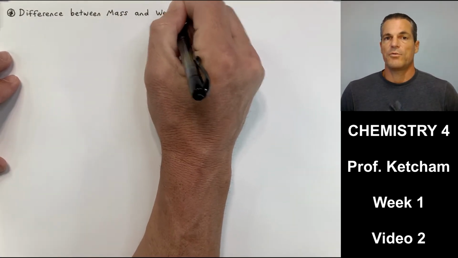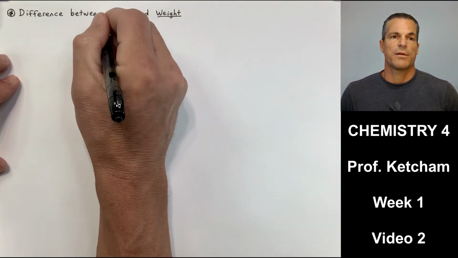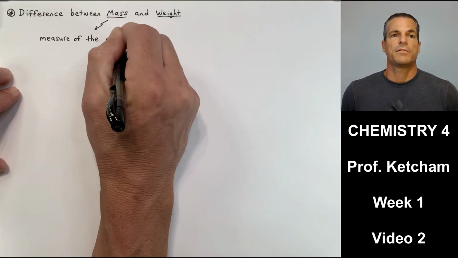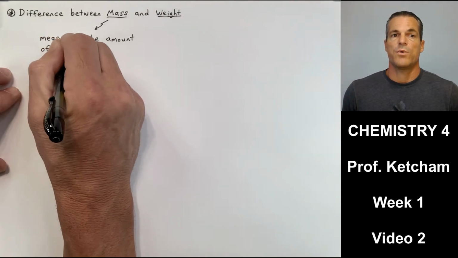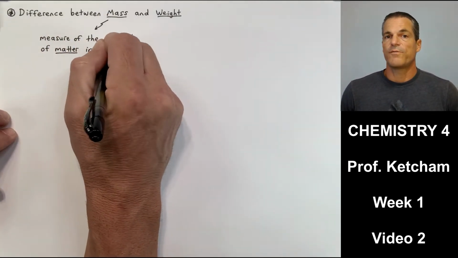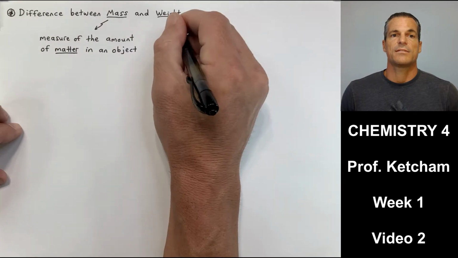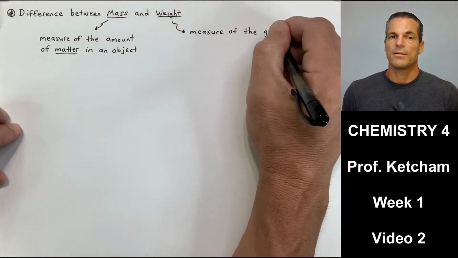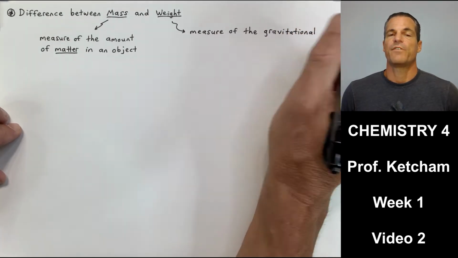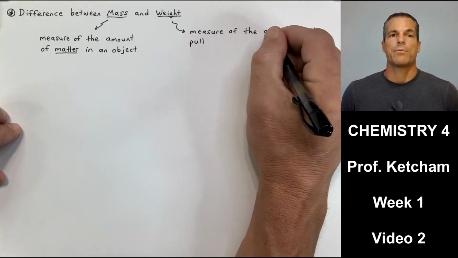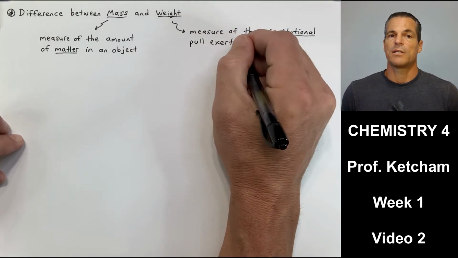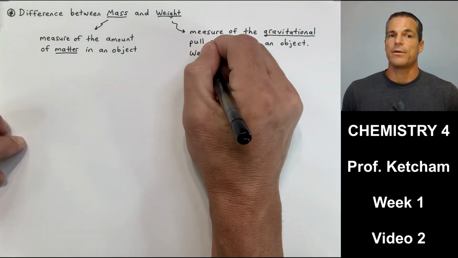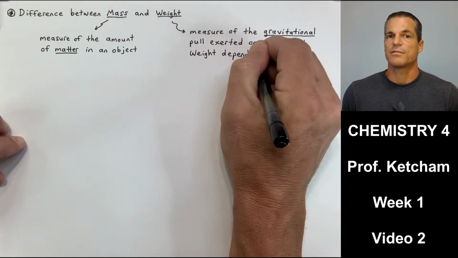So I'm just going to continue right along here with our notes for, again, this is week 1, video number 2, talking here at the top about the difference between mass and weight. So let's get a few definitions in first. Mass is defined as a measure of the amount of matter in an object. Remember, we defined matter in video number 1. Matter was anything that had mass and takes up space. So mass is the measure of the amount of matter in an object, and that never changes.